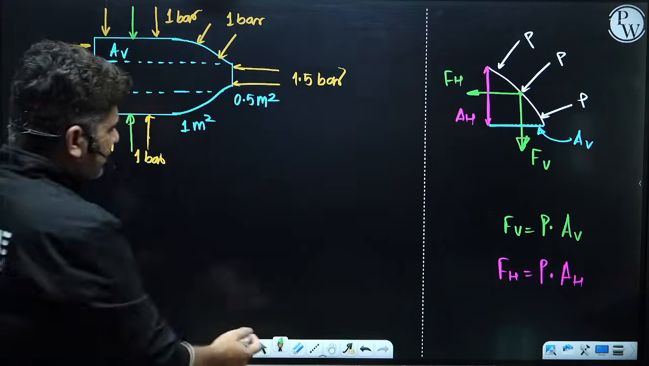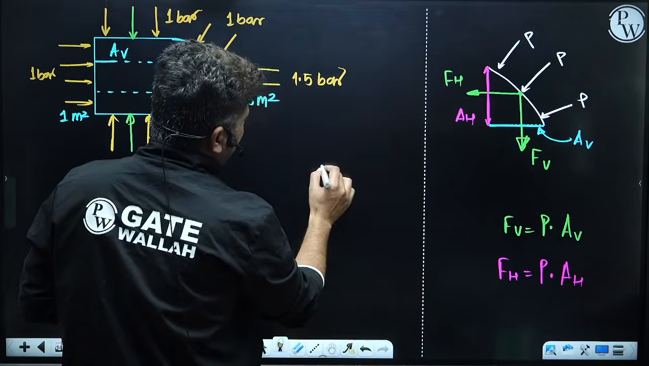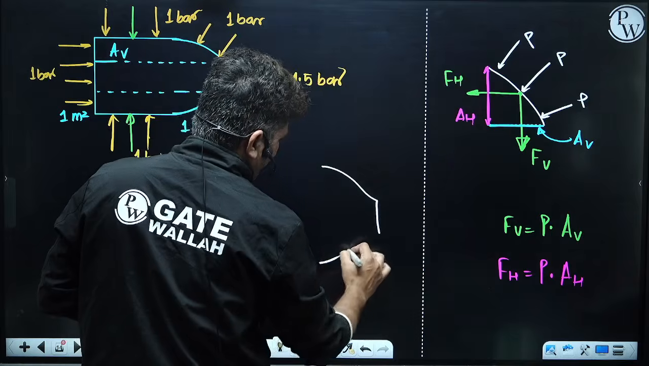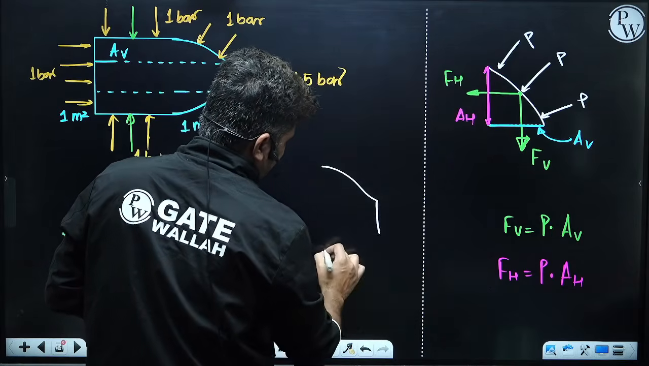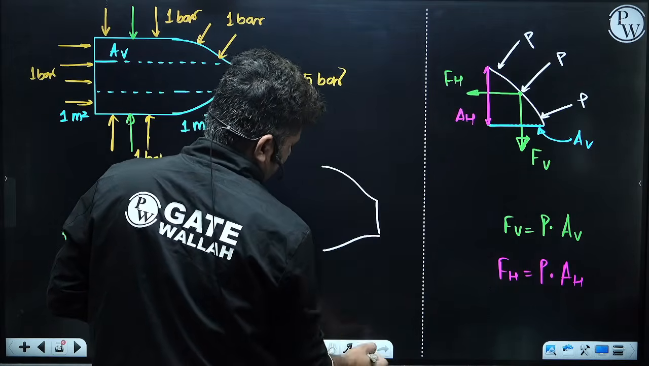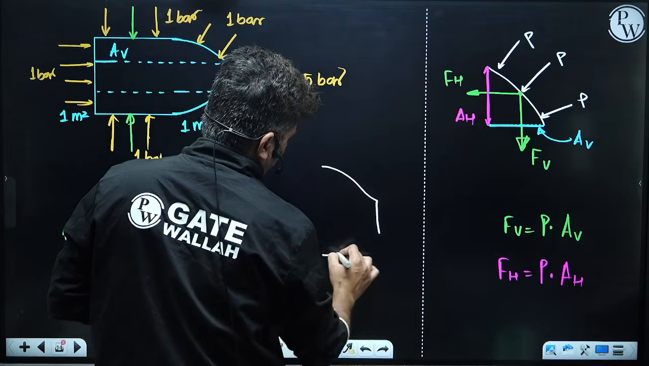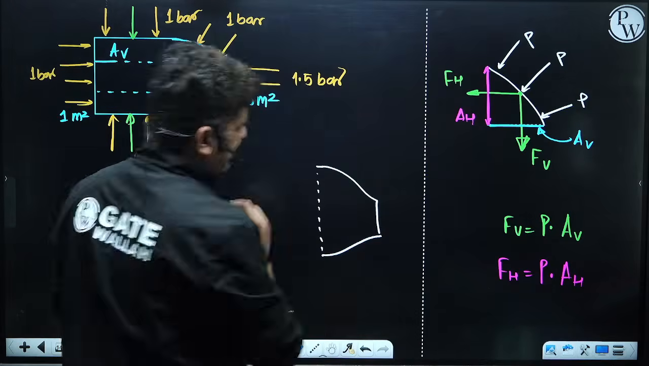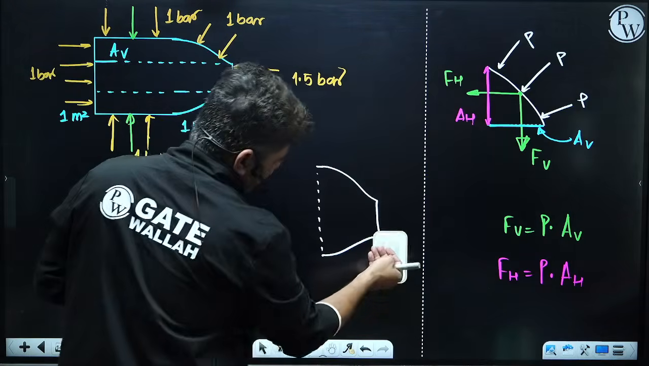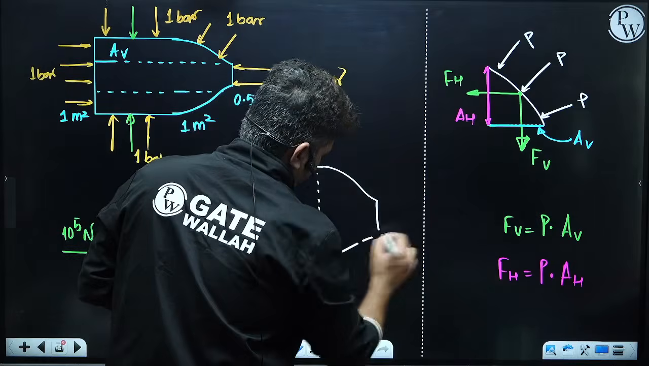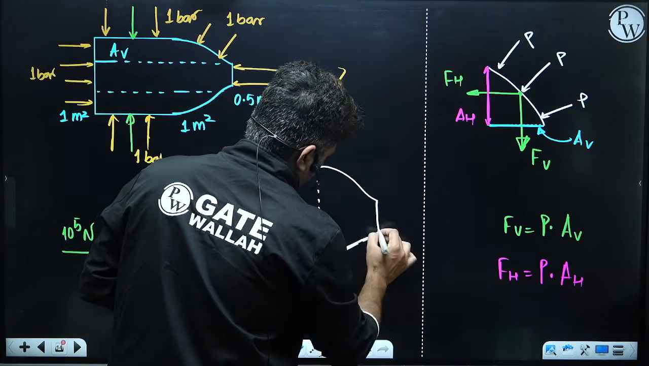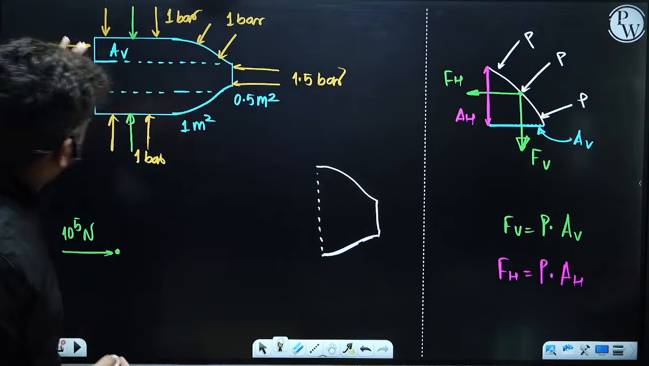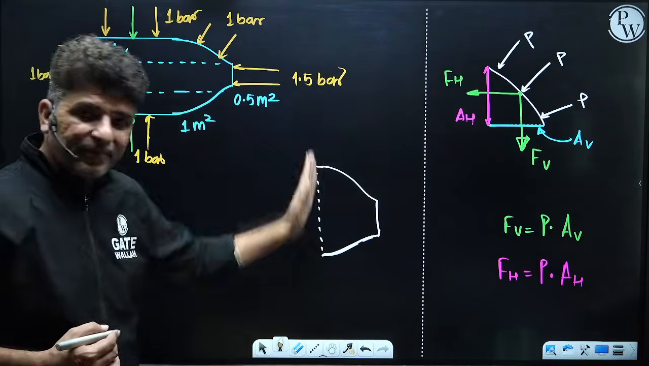So to understand the force in this direction, you have to take the area which is the curvature. Understand? So it will be like this. You see the front area is 1 meter square. The total combined area is 1 meter square.